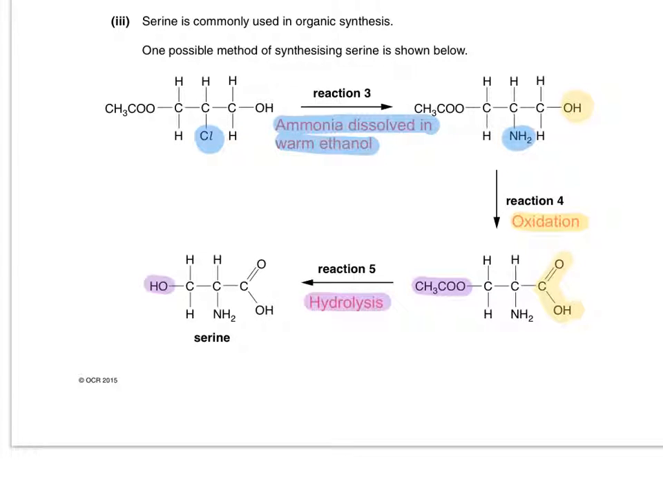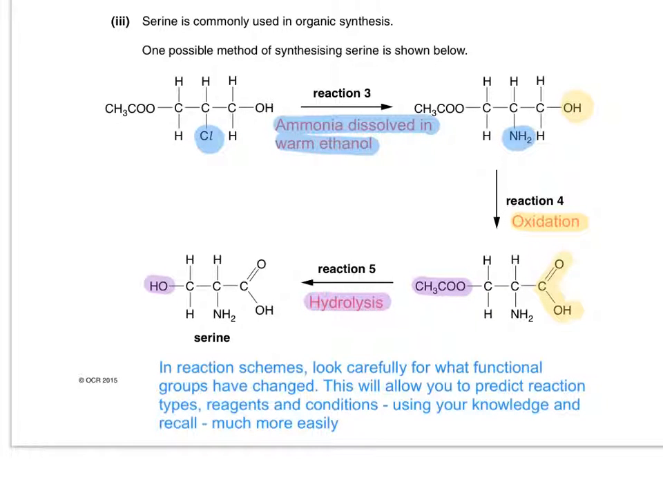So the key piece of advice here is, in each stage, look carefully for what's changed. Providing you've done enough revision and have remembered and recalled the reaction conditions from the specification using flashcards, etc., so long as you look at what changes in each stage of a series of reactions, it's really easy then to predict the reaction types, but also reagents and conditions, depending on what the question is asking you.